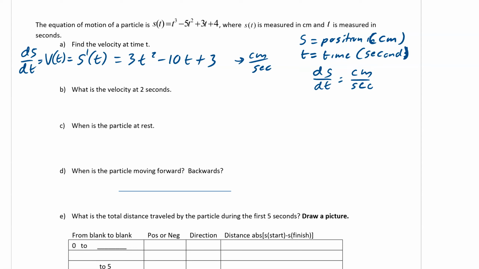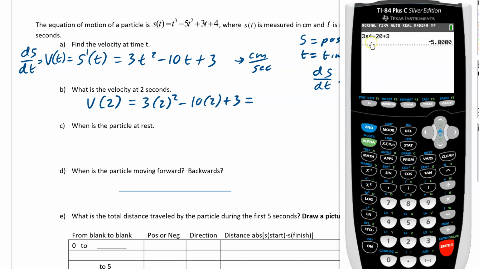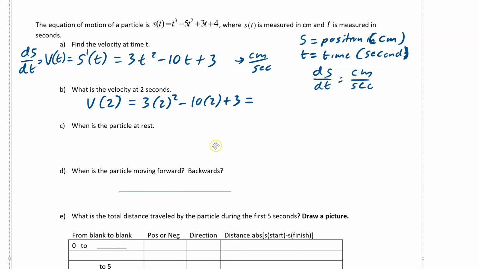So what is the velocity at 2 seconds? So if we plug in 2, it will tell us our velocity. So 3 times 4 minus 20 plus 3 is -5. And we want to put units on there. And so the negative tells us that we will be going to the left because it is negative. So our distance is decreasing.